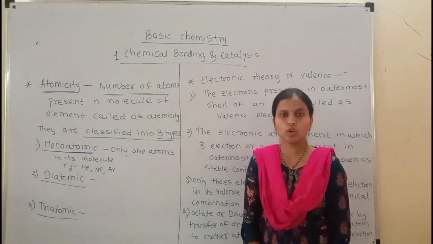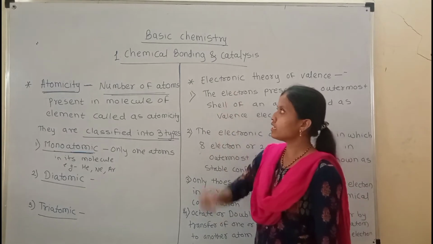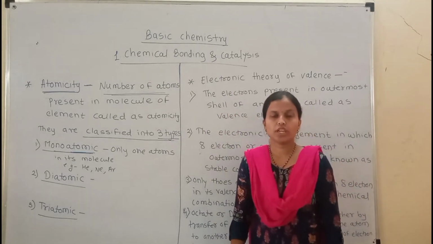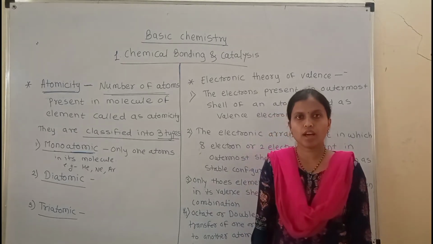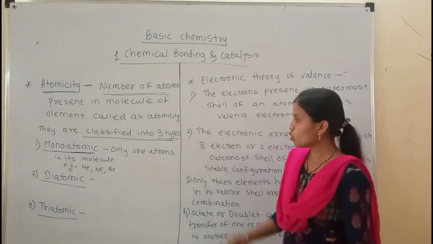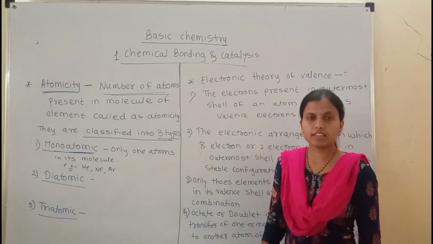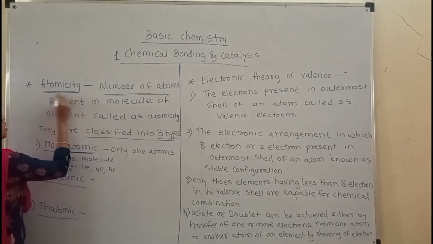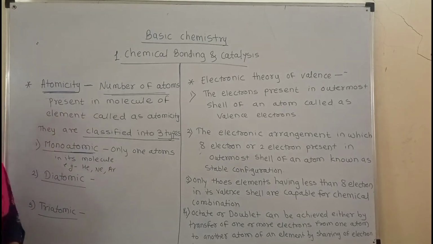In the previous video, we started our first unit, that is chemical bonding and catalysis. In that video, we discussed the first point of the electronic theory of valence. But before starting the next point in this theory, we have to study what is atomicity. So let's see what is the atomicity of a molecule.